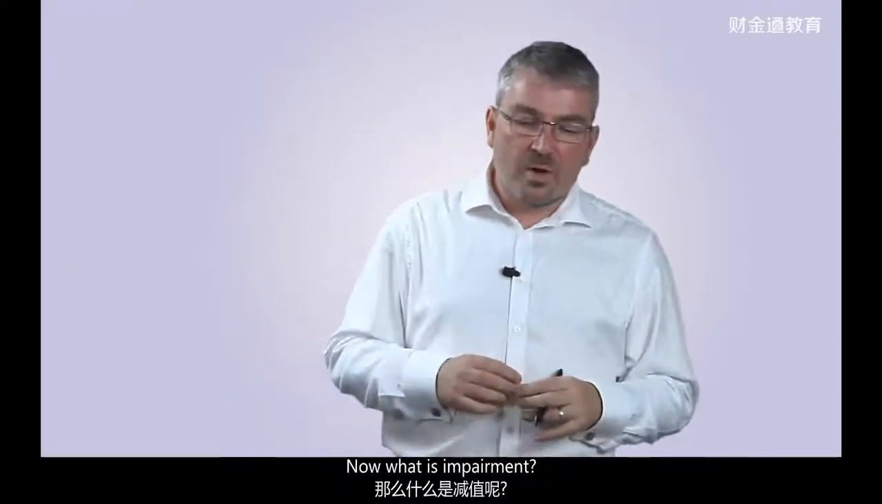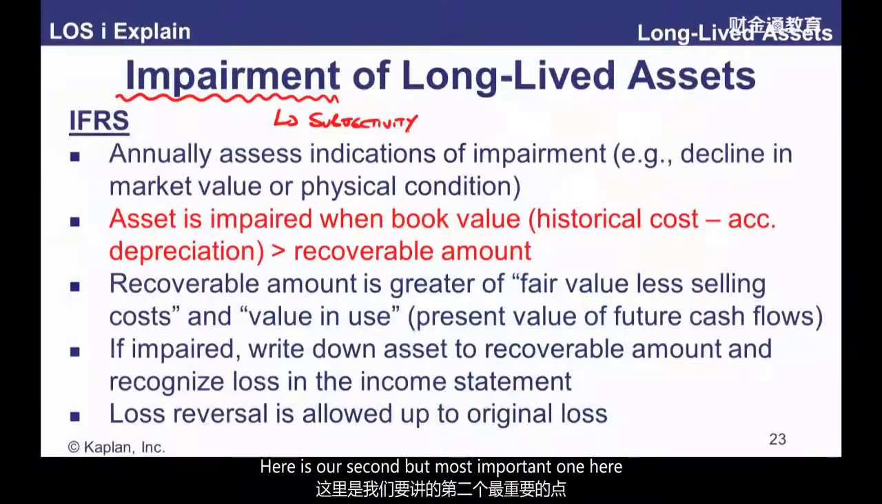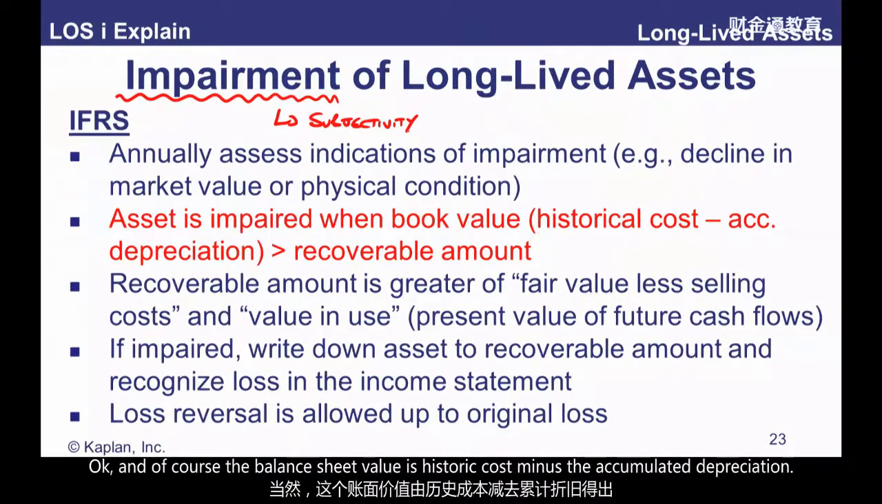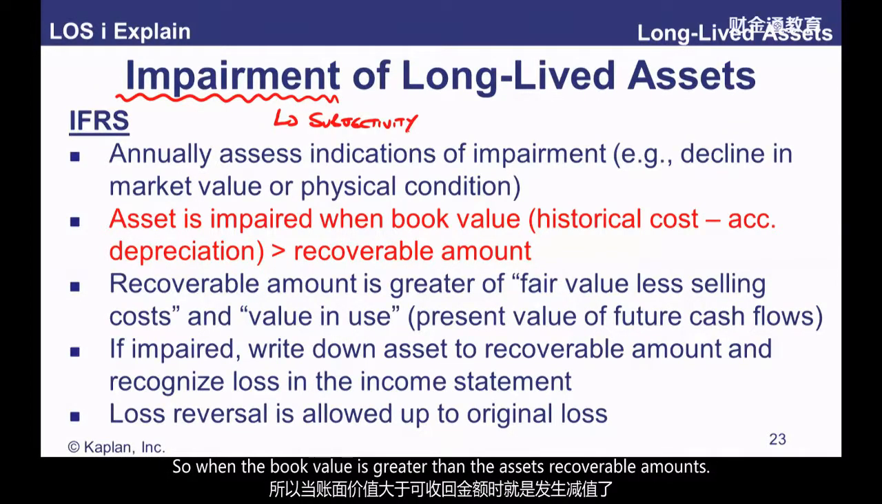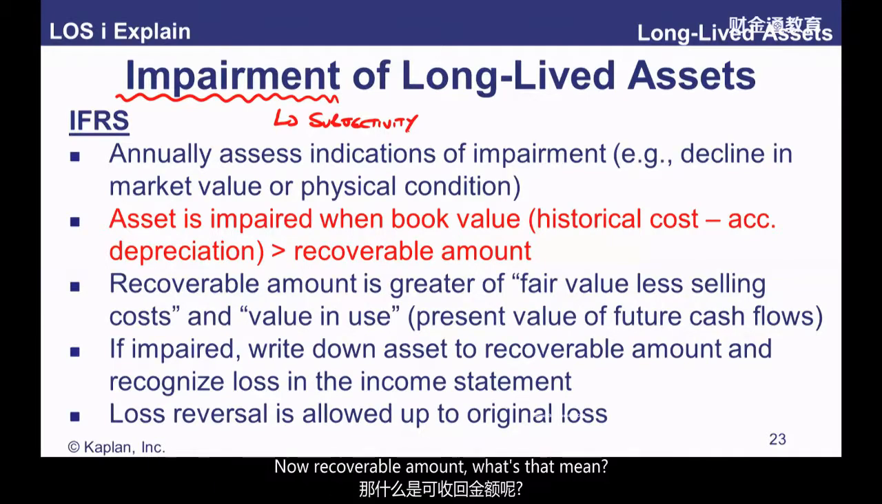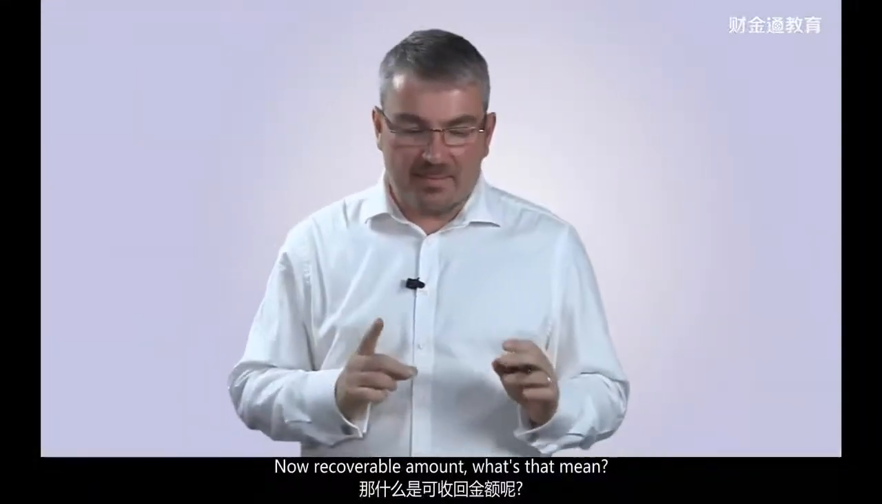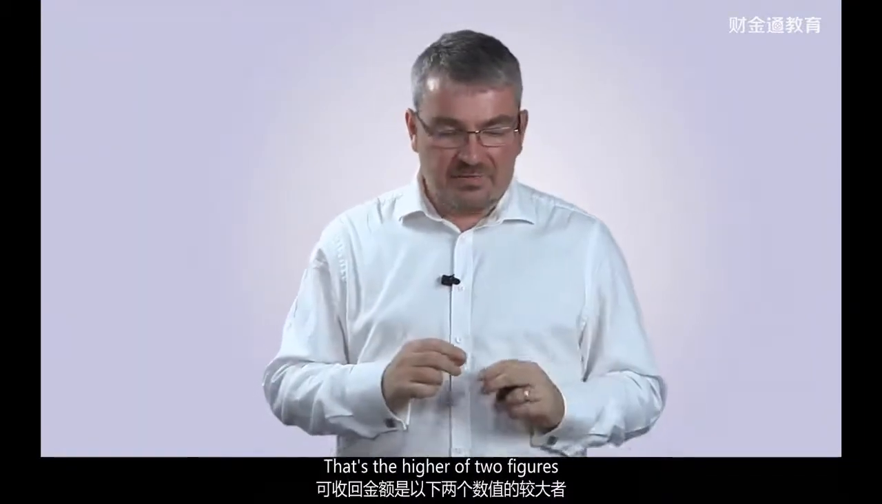Now, what is an impairment? Here's our second bullet point and the most important one here. An asset is impaired when the book value, remember that just means balance sheet value, and of course the balance sheet value is historic cost minus accumulated depreciation, is greater than the asset's recoverable amount. Now, recoverable amount, what does that mean? That's the higher of two figures.